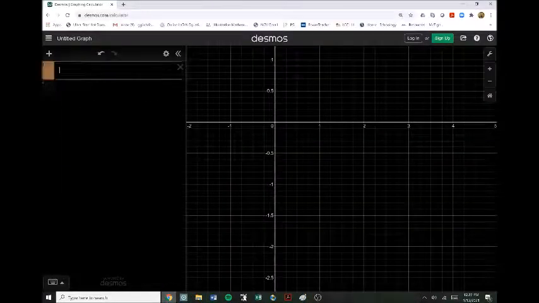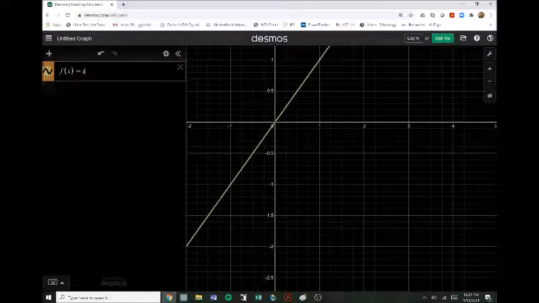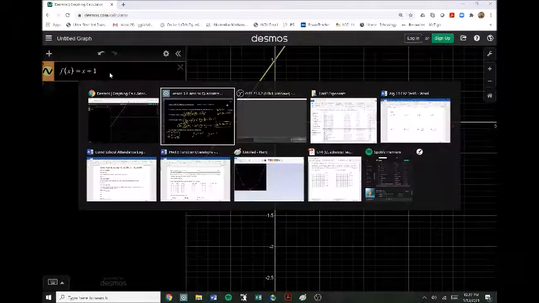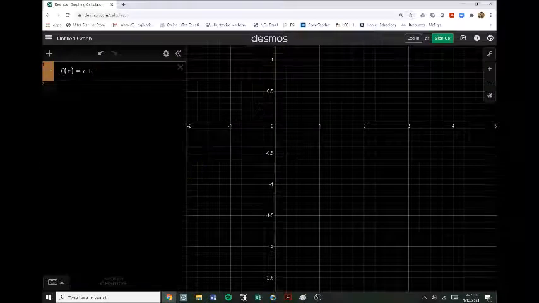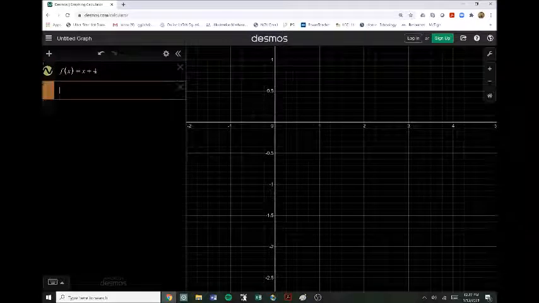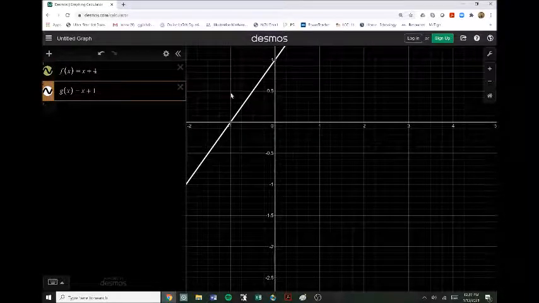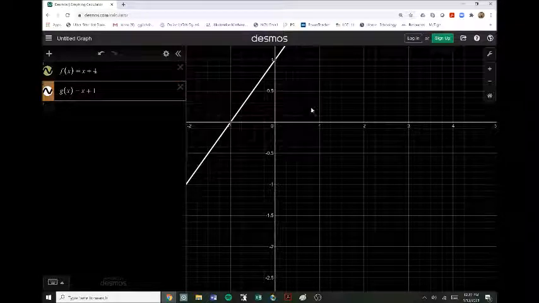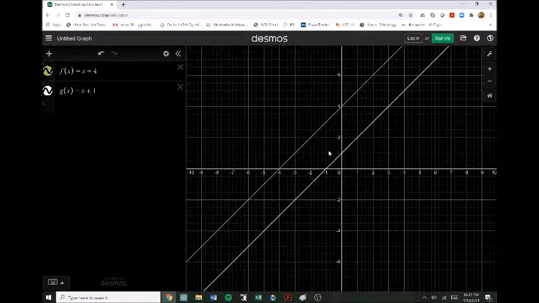So first here on Desmos, I'll type in f of x equals x plus 4. And the second one I'll call g of x. g of x equals x plus 1. This gives me two lines. I'm not a crazy person.